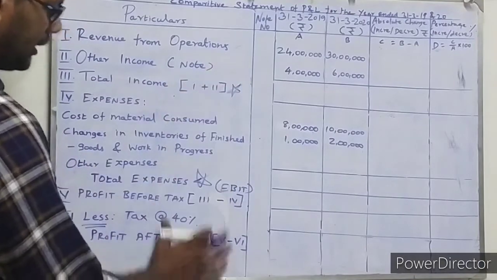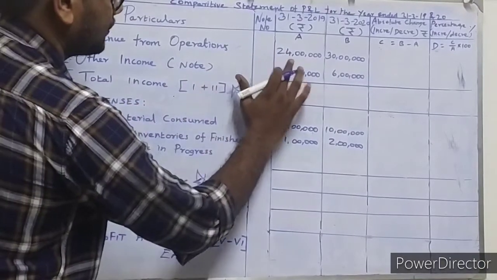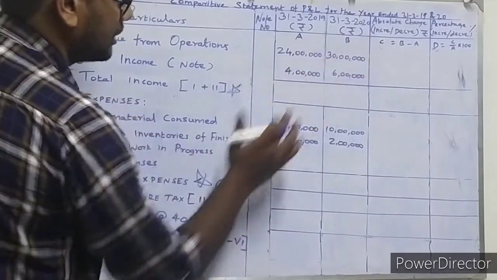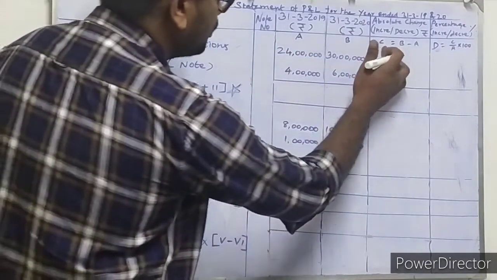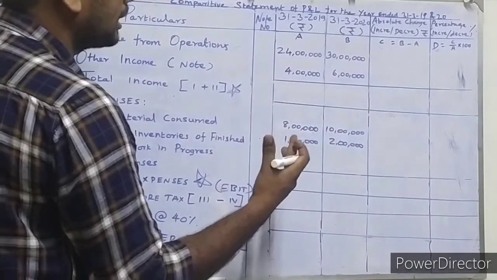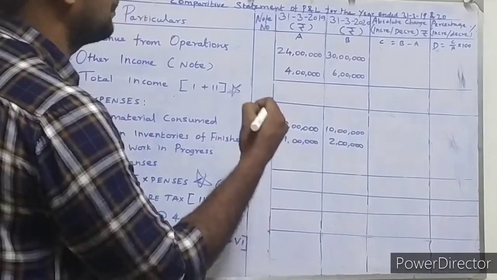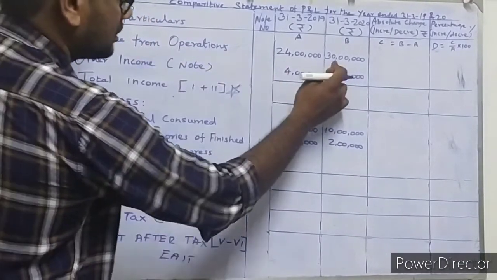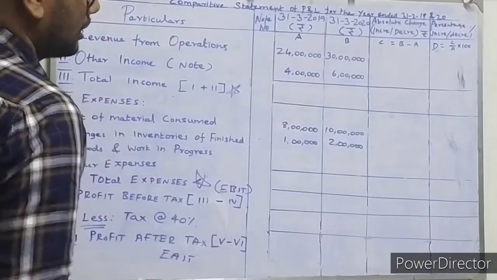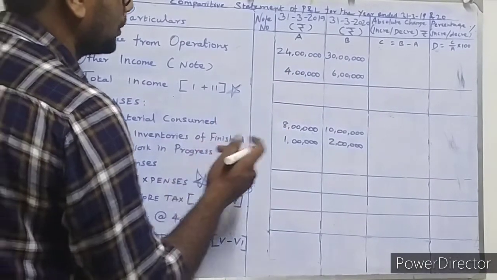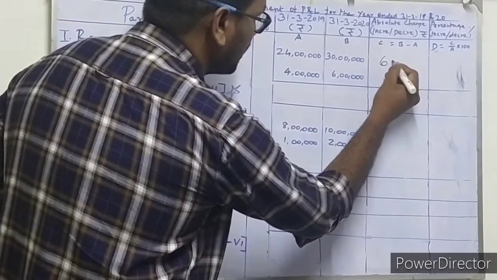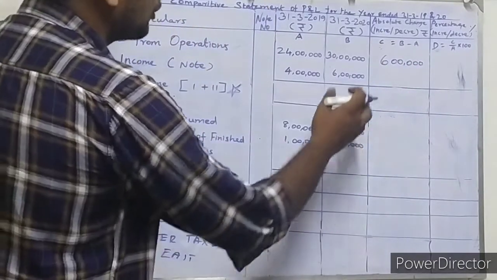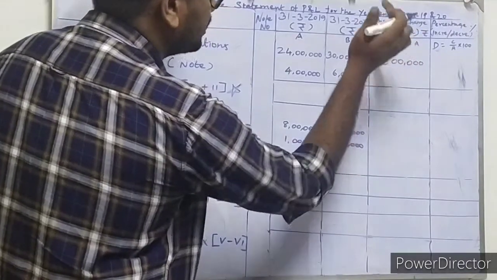I have written all the items in the particulars column, and the respective amounts for previous year in A column, for current year in B column. So I need to know how many rupees exactly, absolutely, increased compared with the previous year. The present year revenue from operation is 30 lakh rupees. Previous year revenue from operation is 24 lakh rupees. Nearly 6 lakh rupees is increased compared with the previous year, isn't it? So 6 lakh rupees is the absolute change, the increase amount.